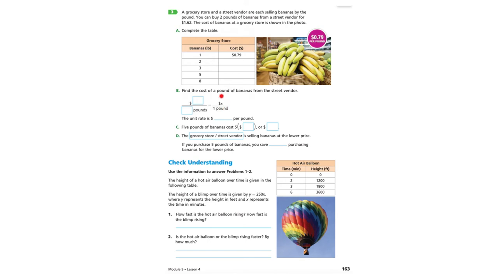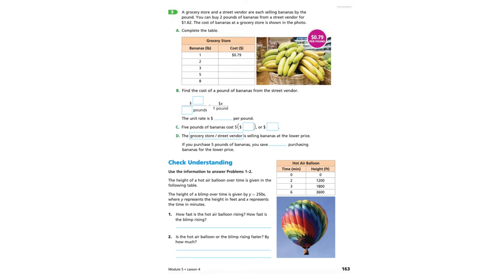So here, if you know it's $1.62 for 2 pounds, they want you to solve for x. How many dollars is it for 1 pound? So the unit rate, that would go here once you get your answer to that, first when you solve for x here. 5 pounds of bananas costs this many because now you know the cost per pound. And so you'd multiply that by 5. And then D, the grocery store or street vendor, you circle 1, is selling bananas at a lower price.